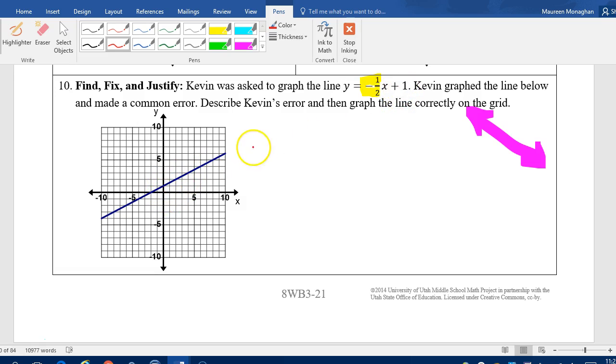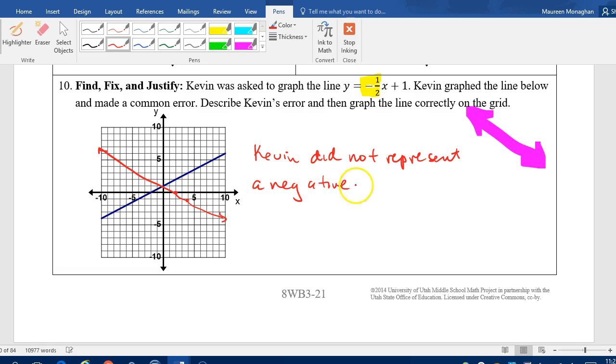But he did get the y-intercept right. So we're supposed to correct it. It would be down 1 over 2, down 1 over 2. His line should be going downhill left to right. So Kevin did not represent a negative slope. And we corrected it. So hopefully that purple will help you.